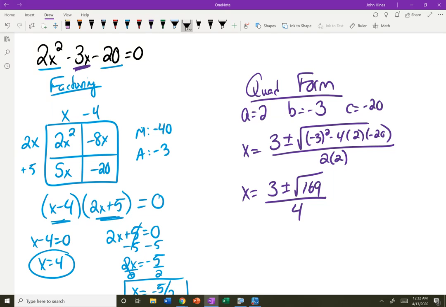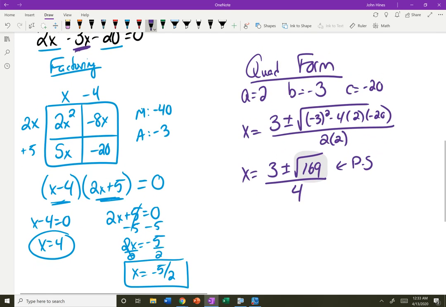But wait a minute. Sometimes you get a perfect square here. What times itself is 169? Sometimes it's obvious, sometimes it's not. It happens to be 13. I saw 3 and said 13. I saw 3, I meant to say 13. Moving on. 3 plus or minus 13 over 4.